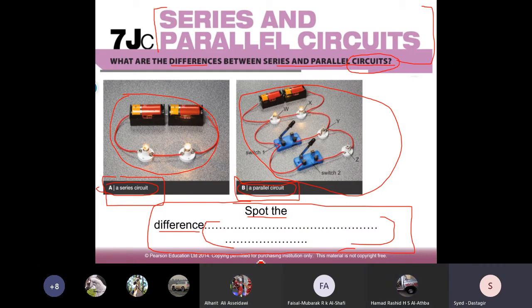Yes, Harith, continue. The series circuit has battery and light, and the parallel circuit has switch and light and battery.